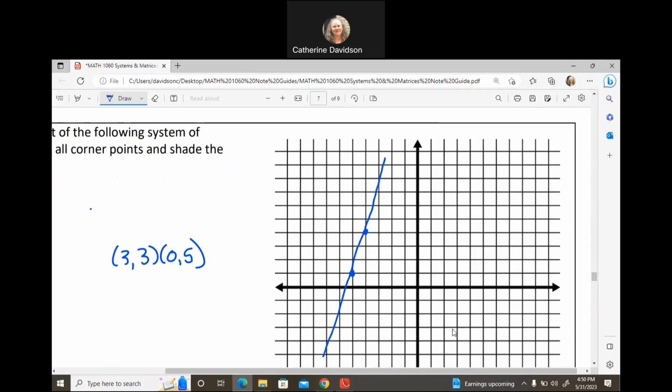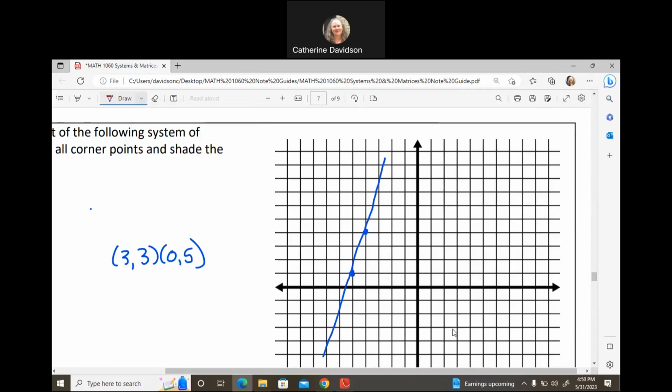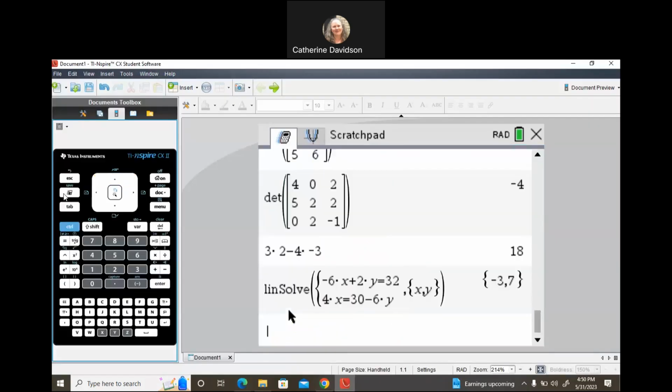All right, so the next one was at 3, 3 and 0, 5: over 0, up 5. And we said that line was dashed. Let's see what our corner point was, right? Corner point was at -3, 7.